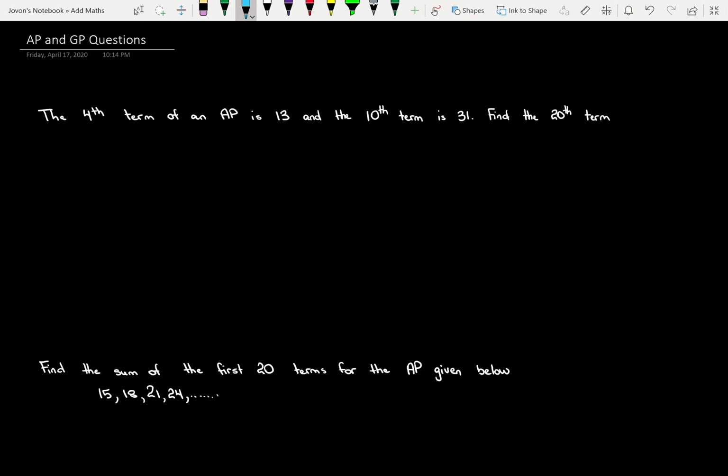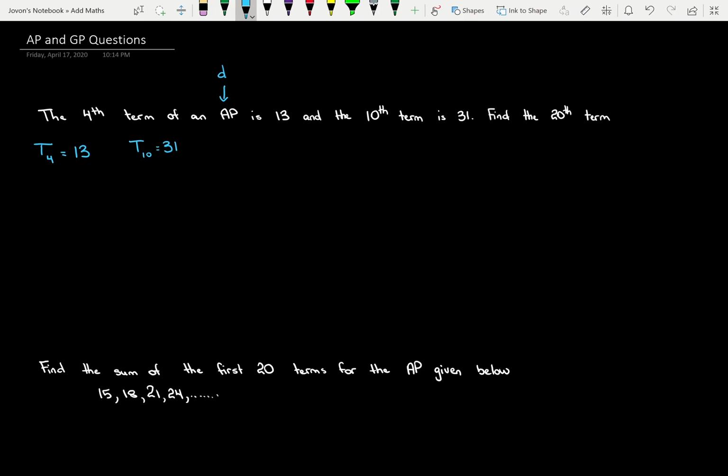The fourth term of an AP is 13 and the 10th term is 31. Find the 20th term. Okay, so first they say the fourth term is 13, so therefore T of 4 is equal to 13, and we say it's an AP. And remember, an AP is an arithmetic progression, which means it has a common difference d. Now they tell us that the 10th term is 31, and what they want us to find is the 20th term.